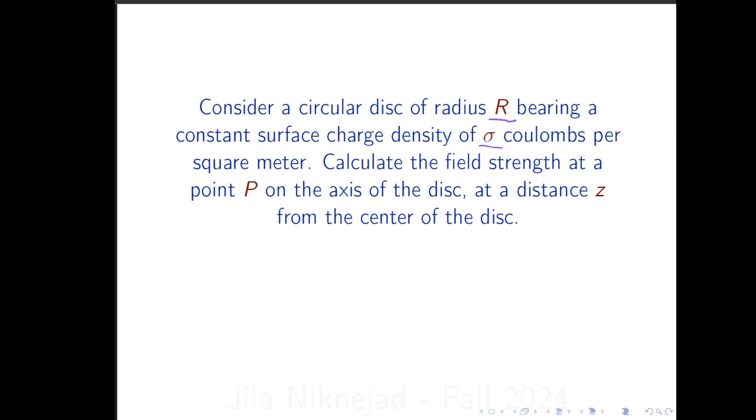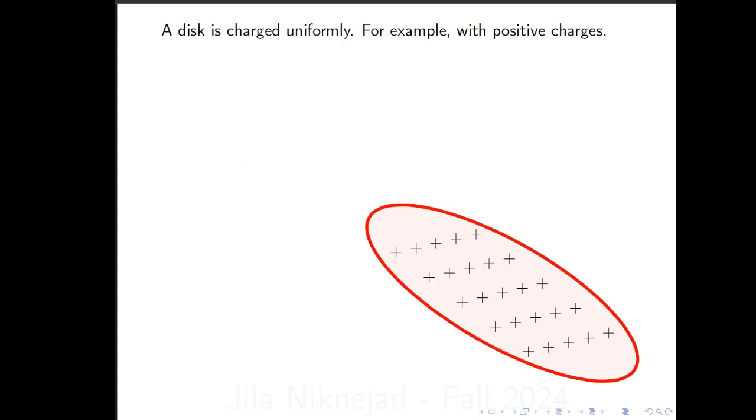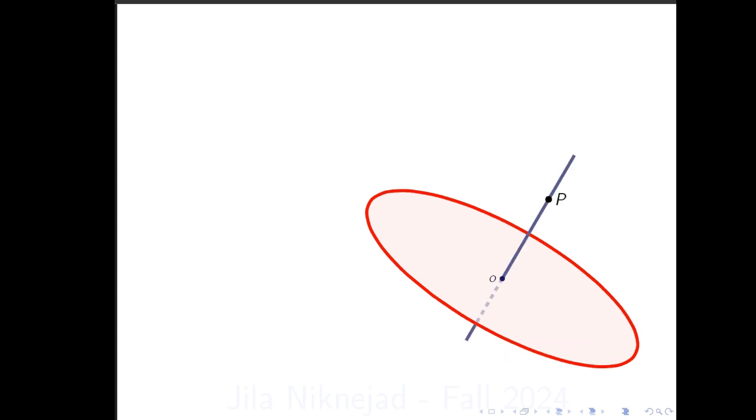Again, consider a circular disk of radius capital R bearing a constant surface charge density of sigma coulombs per square meter. Calculate the field strength at the point P on the axis of the disk at a distance z from the center of the disk. We're going to imagine the disk is charged uniformly with positive charges. So looking at this disk and point P, the distance from the origin to P is z, and the radius of the disk is capital R.